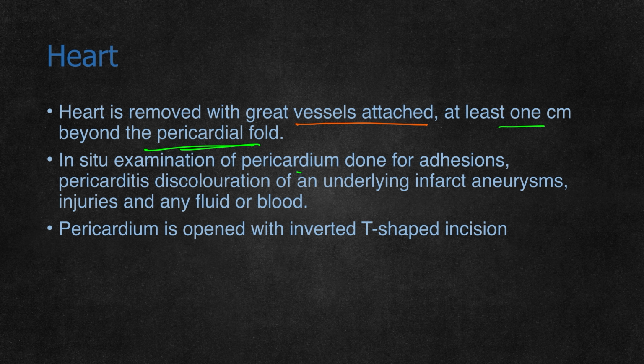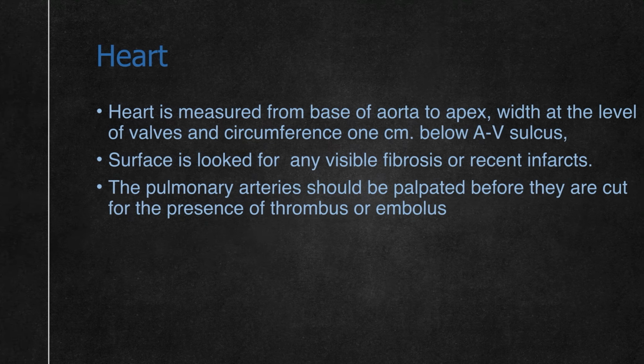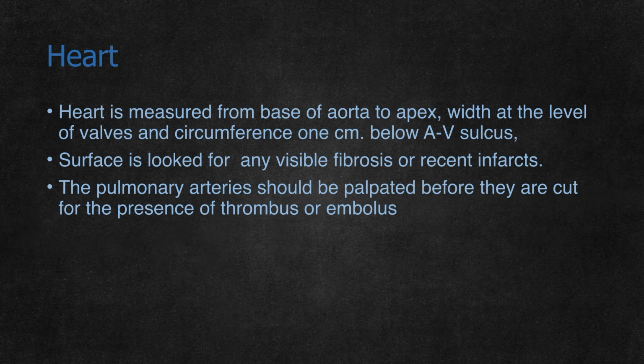In situ examination of the pericardium is done for adhesions, pericarditis, discoloration over any underlying infarct, aneurysms, injuries and any fluid or blood. So before removing the heart, the pericardium is examined for any abnormalities. The pericardium is opened with an inverted T-shaped incision and separated if no abnormality is detected. After the pericardium is separated, the heart is pulled out. The heart is measured from base to apex.